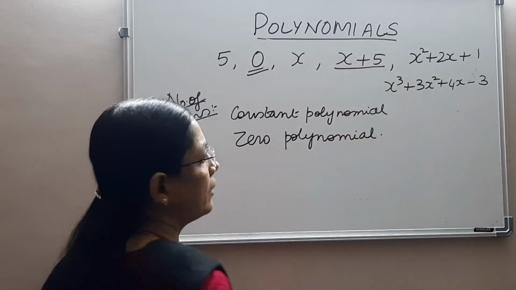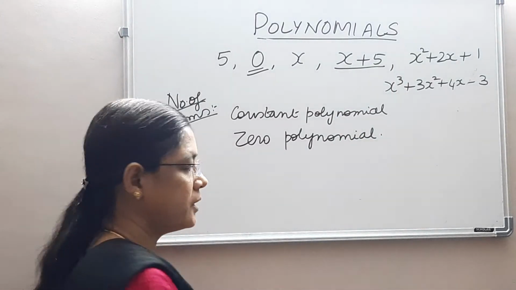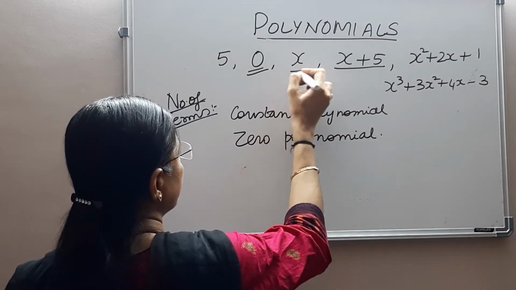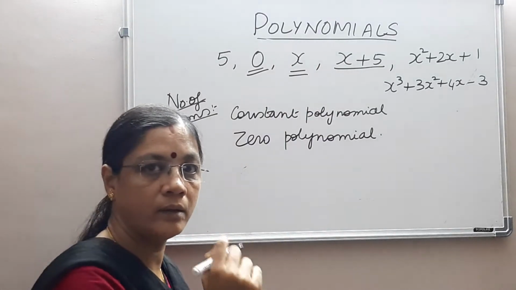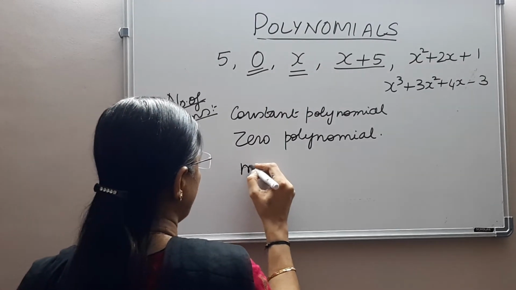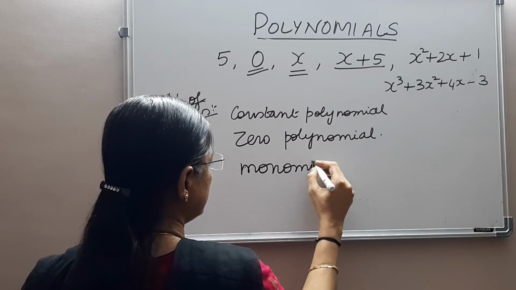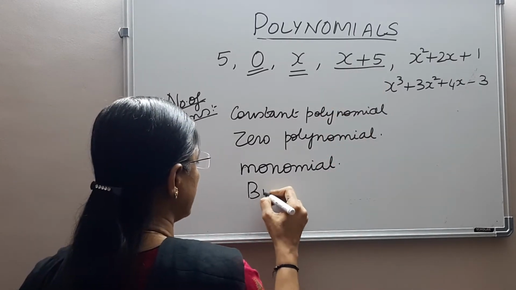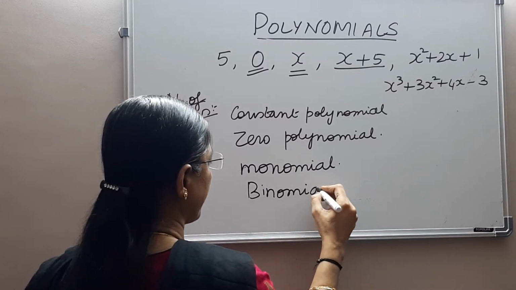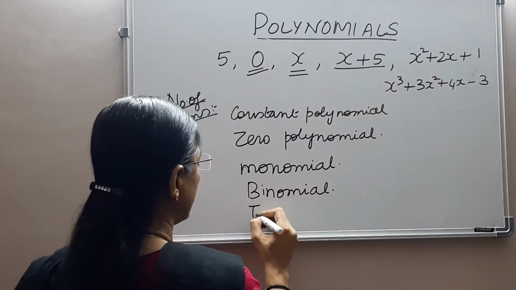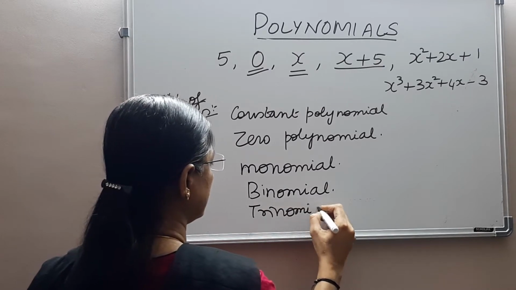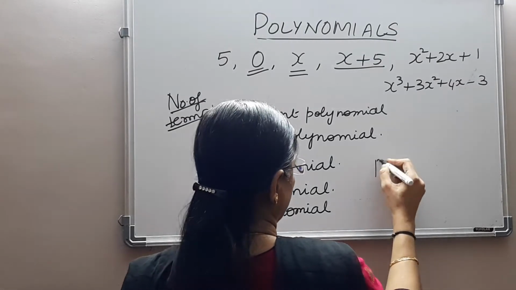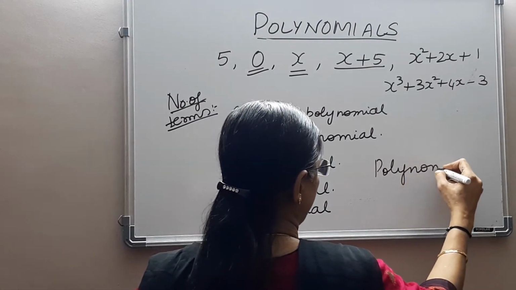And if there are 2 terms in an expression, this is called, sorry, I have left out this. If there is only one term in the expression, it is called a monomial. If there are 2 terms, it is called a binomial. If there are 3 terms, it is called a trinomial. And if there are more than 3, then it is called a polynomial.